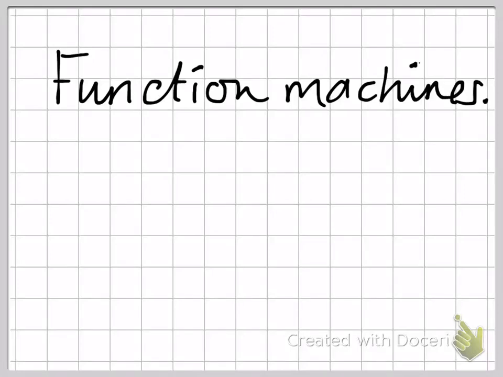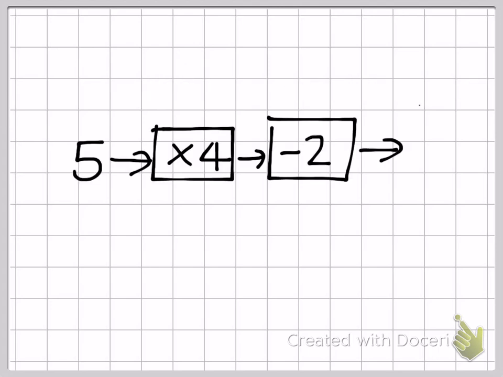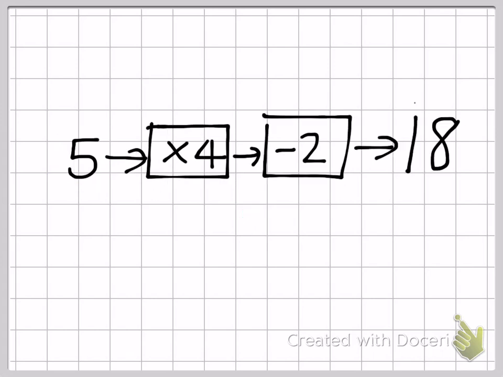Function machines are where you start with a number and you perform a set of processes or functions on that number. Here's a simple example. We start with the number 5 and then we're going to times by 4 and then take away 2. So along the way we're going to note down the answers halfway. 5 times 4 would give us 20, and then when we take away 2 the answer would be 18.